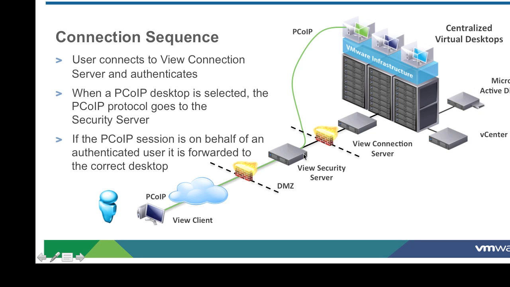So in terms of the ports that are needed for this, the PC over IP protocol uses both TCP and UDP, both on port 4172, and so the firewall rules basically are to allow TCP inbound from the client to the security server, TCP 4172, and then because PC over IP uses UDP as well, it is necessary to open up UDP port 4172, both inbound and outbound.